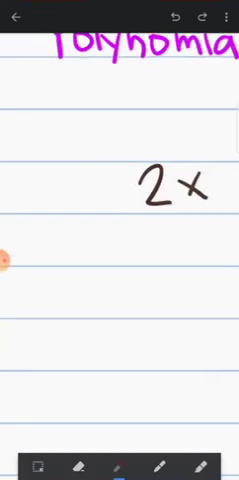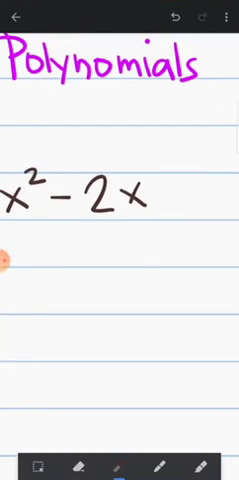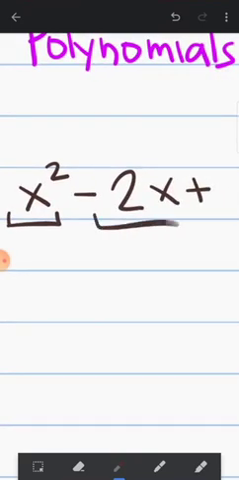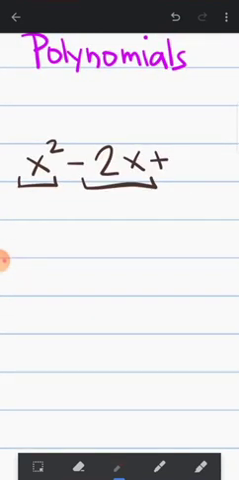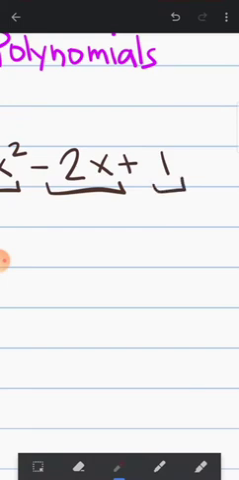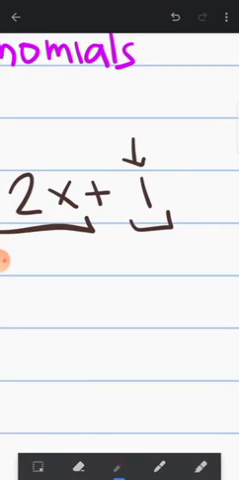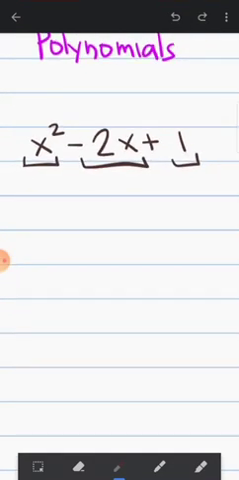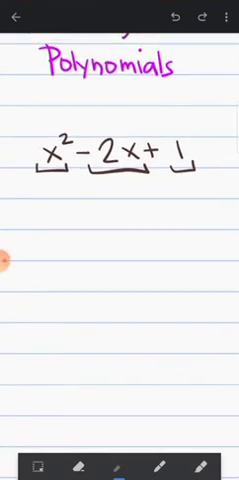And then if we combine that to other terms, so these are terms. Terms are separated by plus and minus. So this is another term. If the term is a number alone, we call that constant. And if it is combined with a variable, that's still an algebraic term.